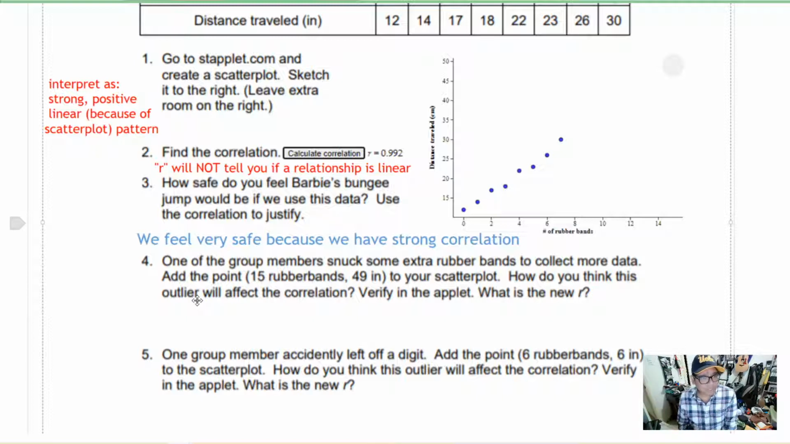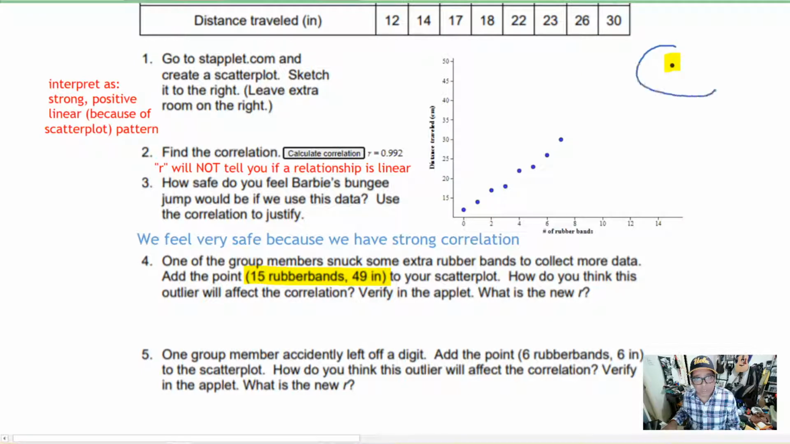One of the group members snuck in some extra rubber bands to collect more data. Ooh, sneaky group. They added 15 rubber bands and 49 inches to the scatter plot. And how do you think this outlier will affect correlation? Here's that new point up in the top right, and the question needs to be, does this point follow the pattern or does it not follow the pattern? And yeah, it does seem to follow the pattern.